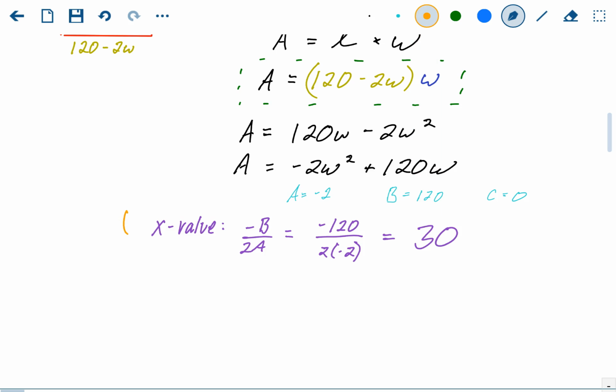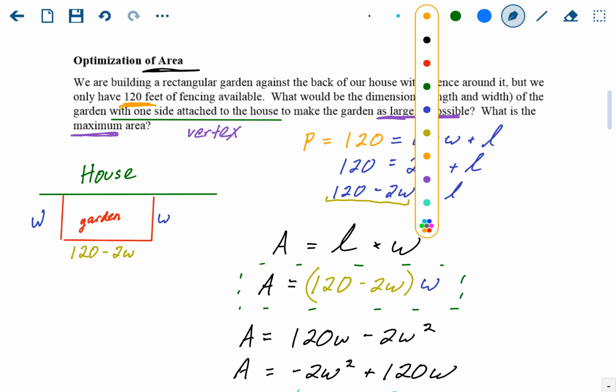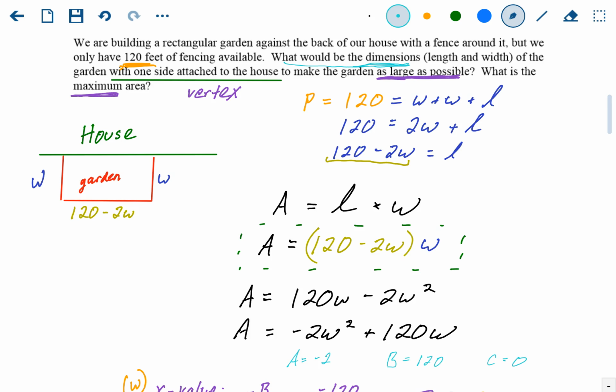Okay, well, what is 30? What is the x value of the vertex? The x value of the vertex is W. That's your width. So our width is 30 feet. Because that was the only variable we had left, so it had to be the width. So we know the width of the garden. The width of the garden is 30 feet.